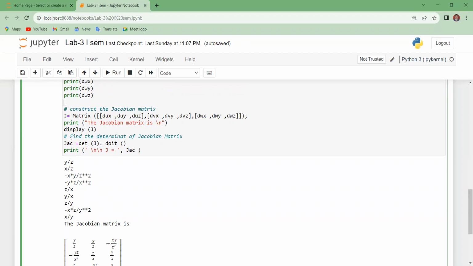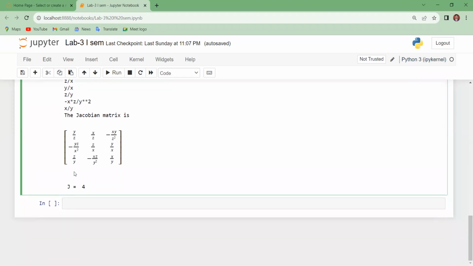Okay. So find the determinant of the Jacobian matrix. Determinant we have to show. Determinant of j dot det. So forcefully we are ordering that. So do the determinant that is stored in Jac. Then at last print double slash n, j is equal to Jac. So that is why we are putting the double slash. The matrix and j should have some space.